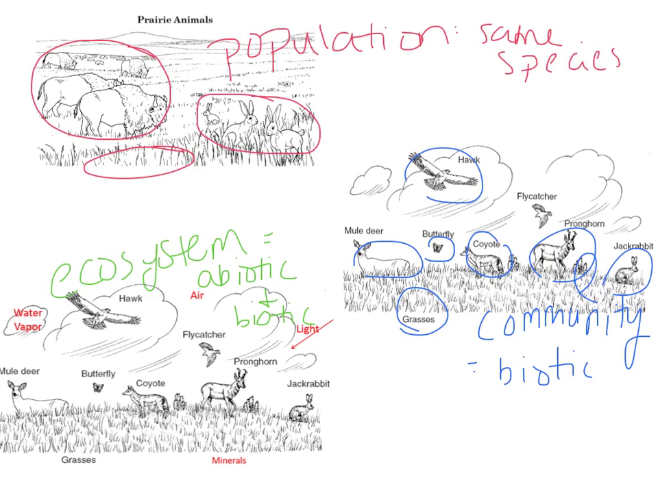So taking into account all those things that were in the community, the grasses, the pronghorn, the coyote, butterfly, hawk, and then you bring in your abiotic factors: water vapor, water in the ground, minerals in the ground, light availability, air, okay, rocks, the soil content. Okay, all of those things would factor into our abiotic factors. So we've got a population, community, and an ecosystem.